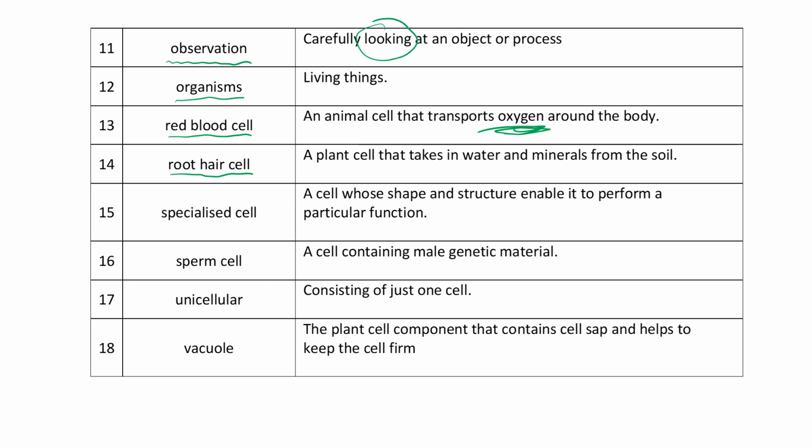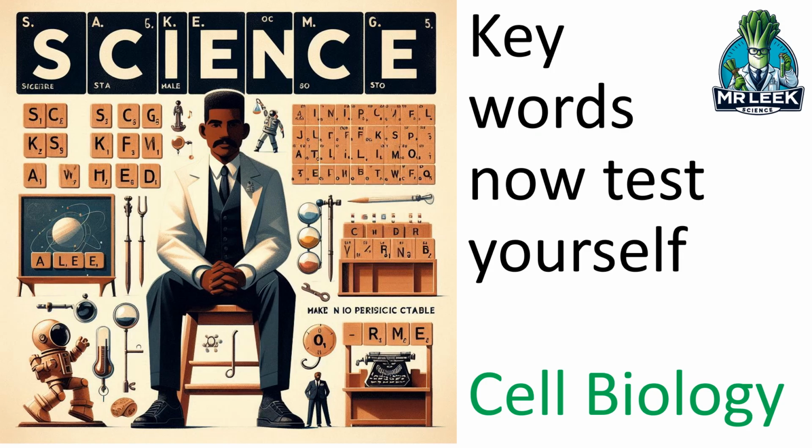A cell whose shape and structure enable it to perform a particular function. Specialized cell, like your root hair cell, like your red blood cell, like some of the others that we talked about before. A cell containing male genetic material, male sperm, consisting of just one cell. So cell, uni, means one. The plant cell component that contains cell sap and helps the cell keep the cell firm. That's that big area in the middle that contains your cell sap, is then your vacuole.